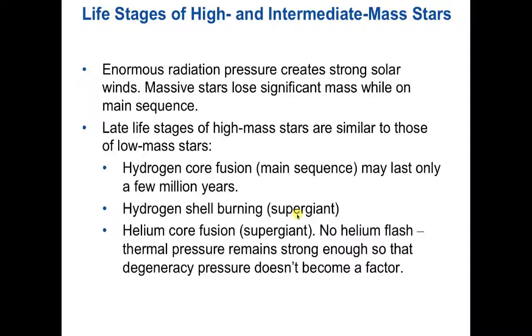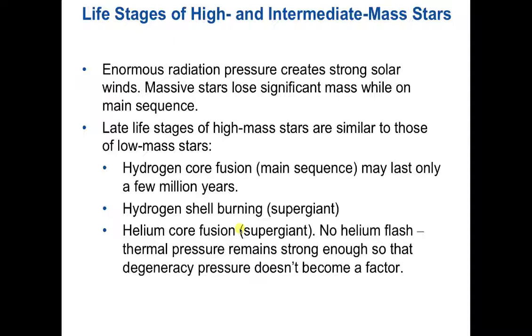And then eventually we can have the helium in the core start to fuse. We don't get a helium flash in the case of these intermediate and high mass stars because the thermal pressures remain great enough to push against gravity. Degeneracy pressure doesn't become a factor here. And so once the temperature gets high enough, nuclear fusion of helium begins in the core, and the core then expands right away, and then the shells around it, that hydrogen burning shell around it, expands a little bit and cools a little bit.